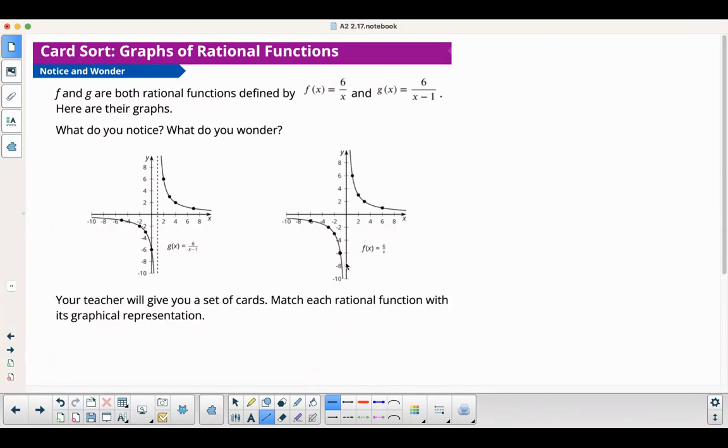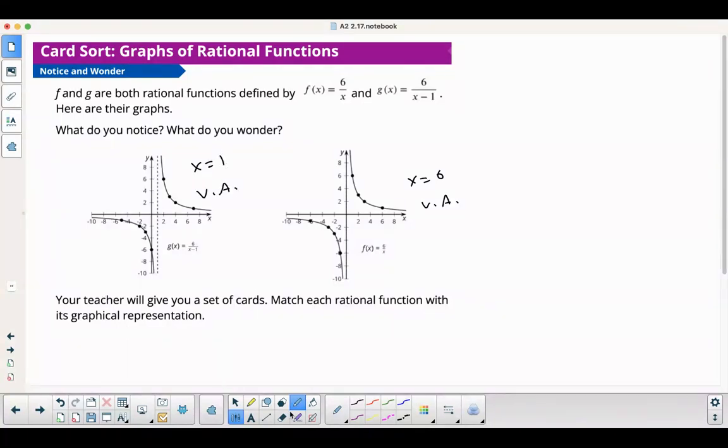If I look at F, it's at x equals 0. G is at x equals 1. What do I wonder? I also noticed that they look exactly the same here, meaning if I were to trace this right here, it's the same shape. It's just moved horizontally. So x equals 0 is my vertical asymptote for F. This is going to be x equals 1 is my vertical asymptote for G.